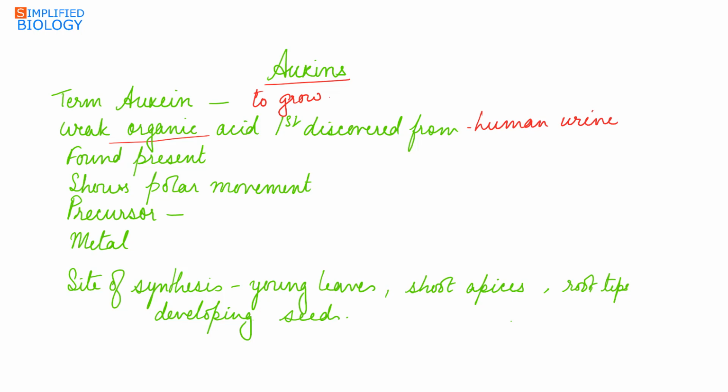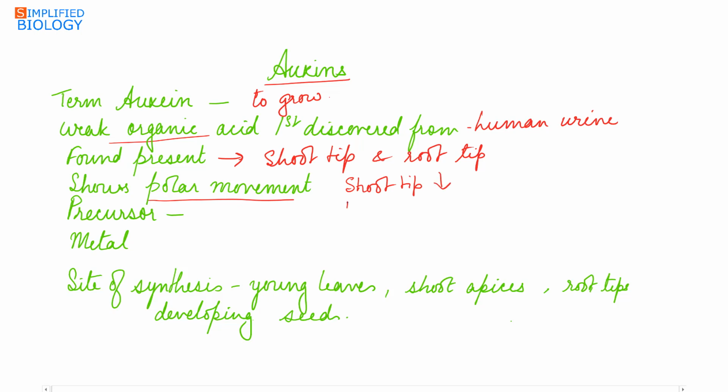It is found present at the shoot tip and the root tip. It shows polar movements, that is from shoot tip downwards and root tip upwards.